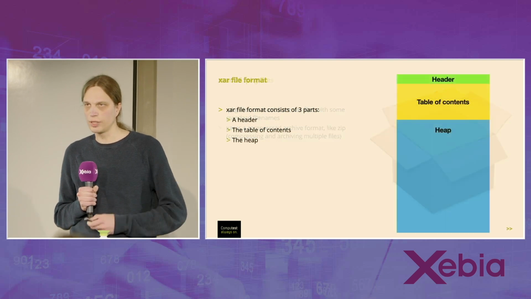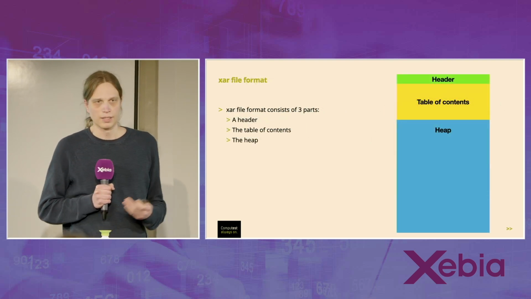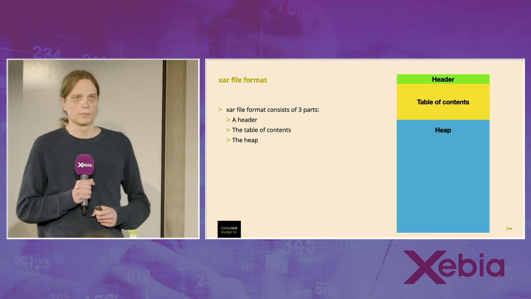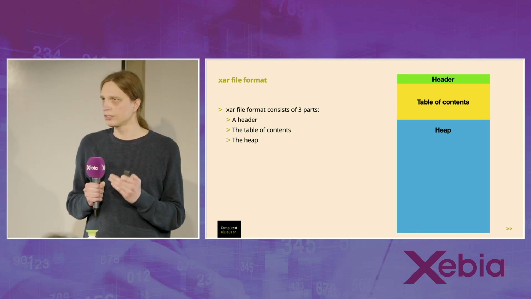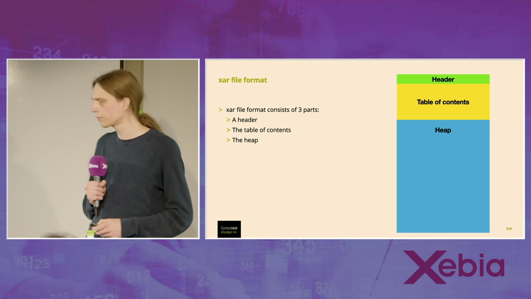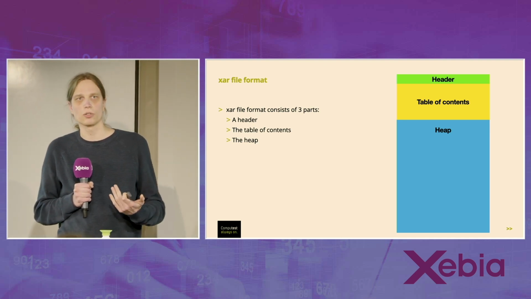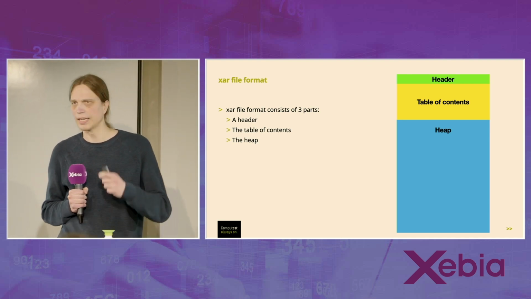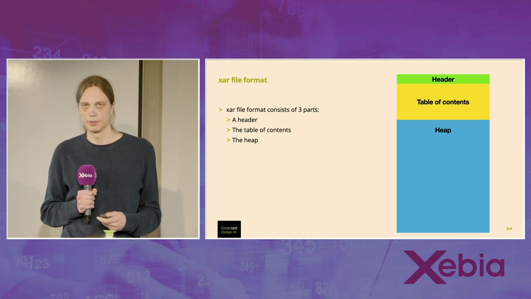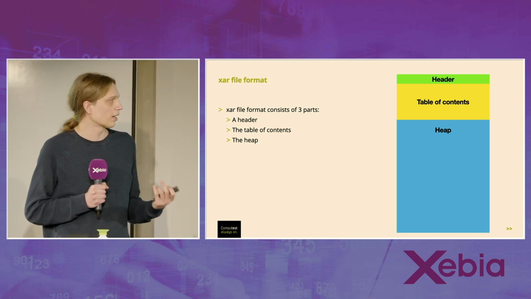And there's basically three parts in a XAR file. You have a header of a fixed size, followed by the table of contents, so the list of files within the archive. And then there's something that XAR calls the heap. The majority of the file will be the heap. That's really where the data of the archive is placed.